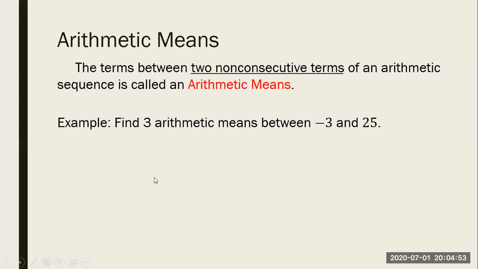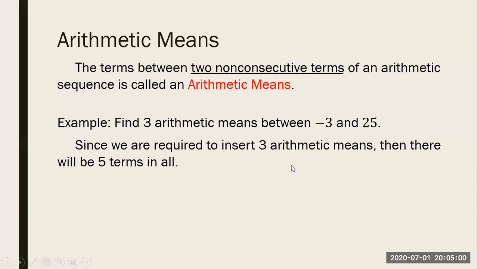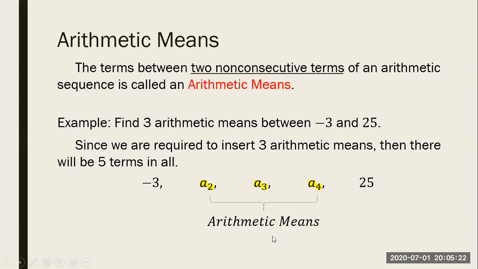So let's have an example. Find 3 arithmetic means between negative 3 and 25. So meaning, meron pa tayong tatlong number sa gitna ng negative 3 at 25. So since we are required to insert 3 arithmetic means, then there will be 5 terms in all. So ito na, negative 3, tapos yung tatlo na i-insert natin, plus 25. So these 3 are called arithmetic means. So our n is equal to 5.